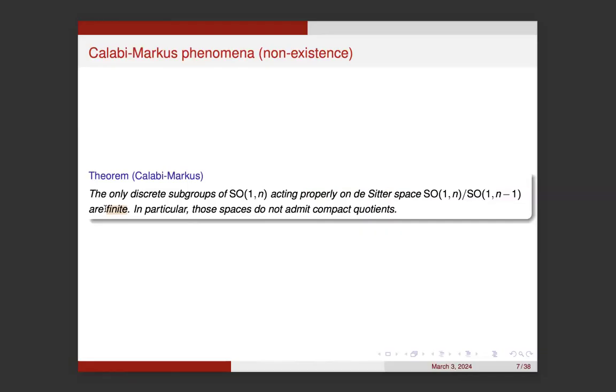As a consequence of this, there is no compact quotient of de Sitter space, because all discrete Gamma acting properly are finite. In fact, there is no compact manifold locally modeled on de Sitter space. So there is no compact Lorentzian manifold with constant curvature plus 1, or with positive constant curvature.